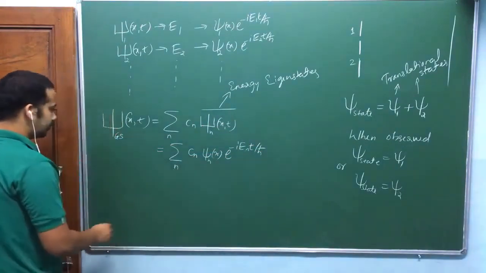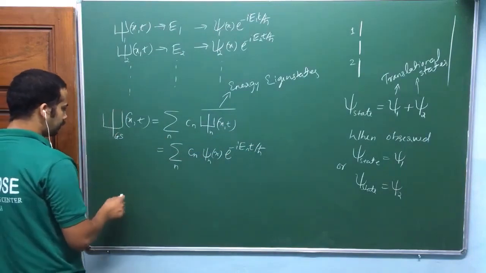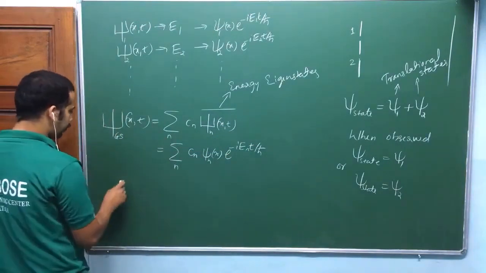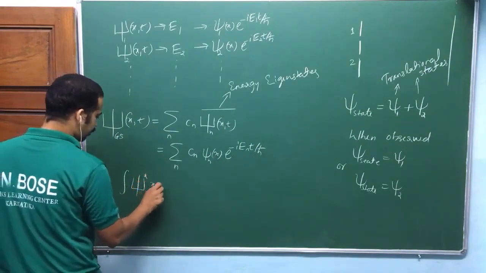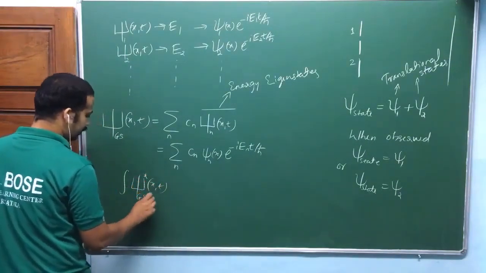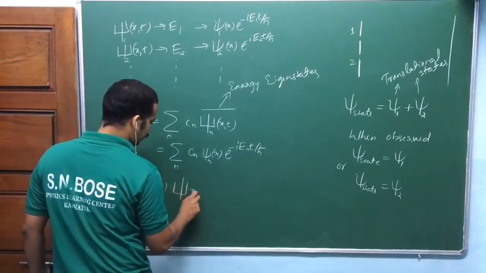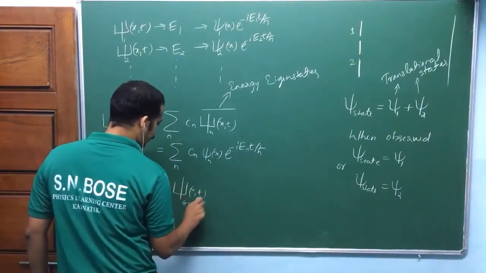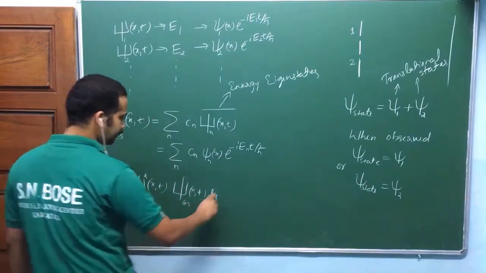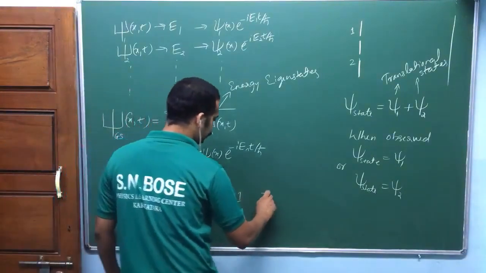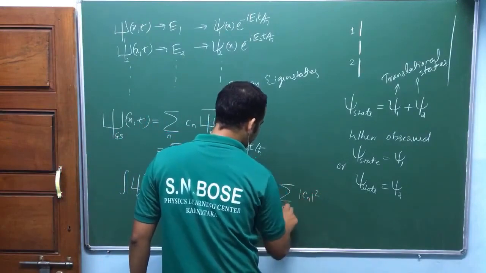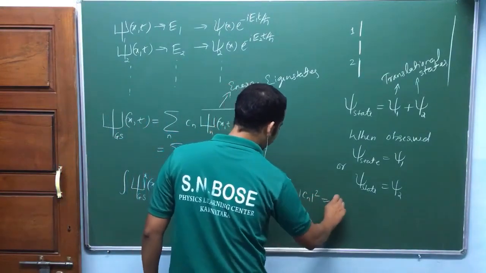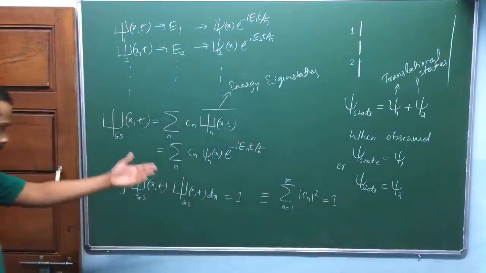Now later, look here, we defined one more thing. If you try to normalize this, the integral of psi star of x comma t psi of x comma t dx over all possible space is equal to 1. This is equivalent to, as I have shown, the summation over n equal to 1 to infinity of mod Cn square equal to 1. These are equivalent again, so you will understand that.